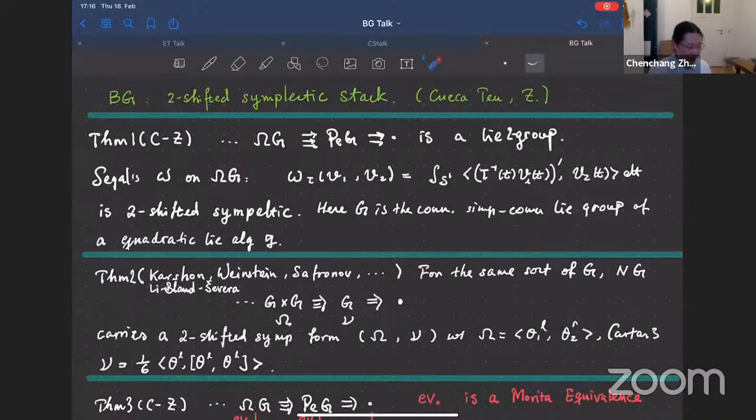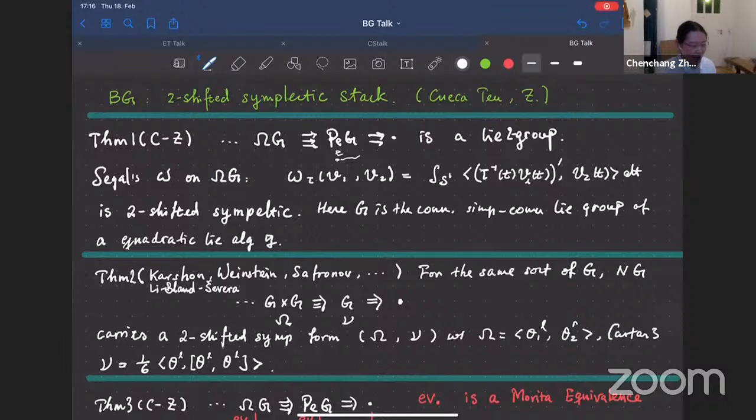So let's begin with the result. Finally, there's a certain result. One can start a talk with a straightforward opening without too much technique. The first result is saying that we take the based loop group. It will become a Lie 2-group on top of PG. PG is the path group based at the identity e.